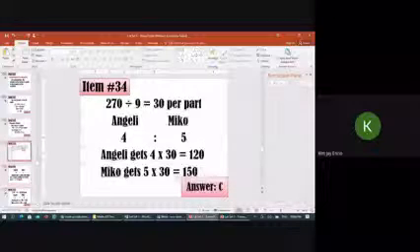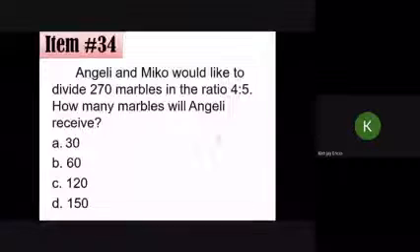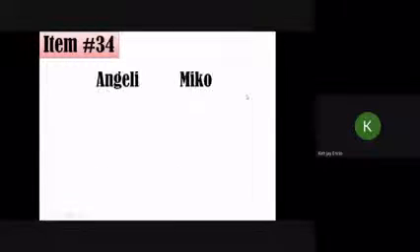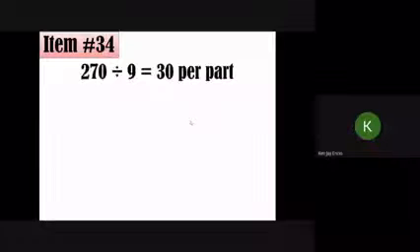Yeah, okay, let me explain again from the top. So here, 270 marbles will be divided into the ratio 4:5. 4 parts for Angeli and 5 parts for Miko. So all in all, that's a total of 9 parts because of 4 plus 5. Now, since 9 parts, we are going to divide 270 into 9 equal parts. So 270 divided by 9 will give us 30. Therefore, there are 30 per part.